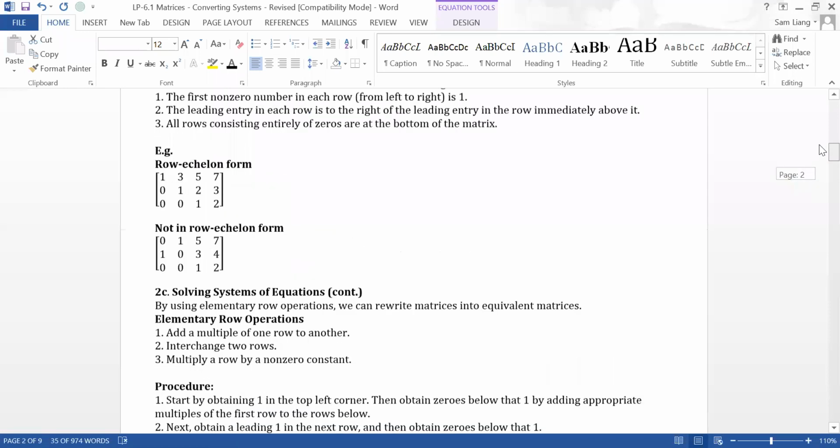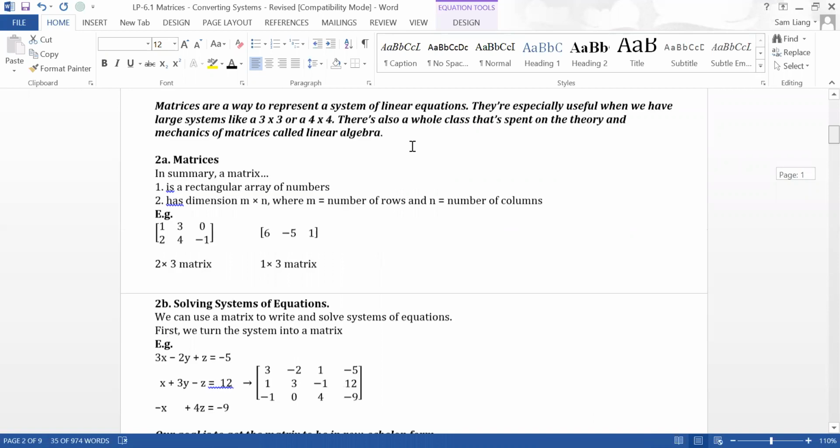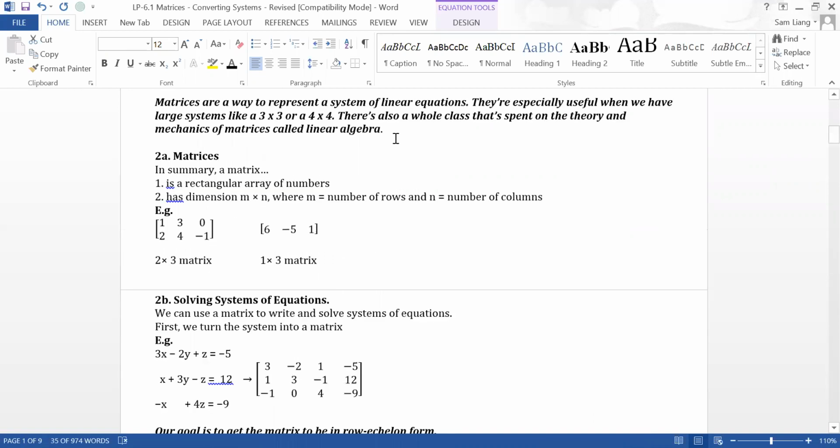All right, this italicized part you don't have to copy down. There's just the motive behind why we're learning matrices. Matrices are a way to represent a system of linear equations. They're especially useful when we have large systems like a 3x3 or a 4x4.